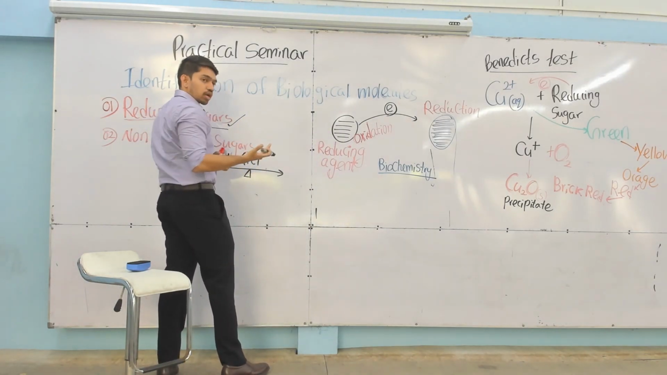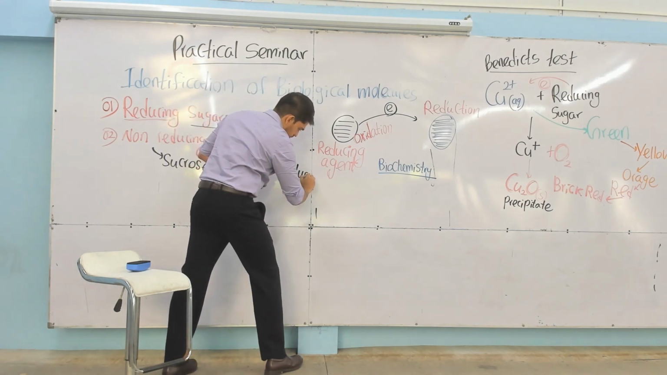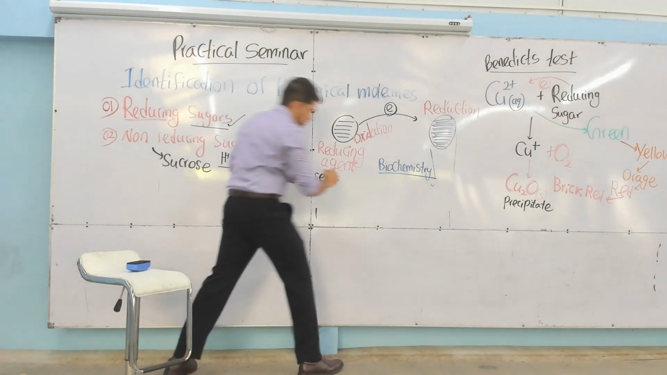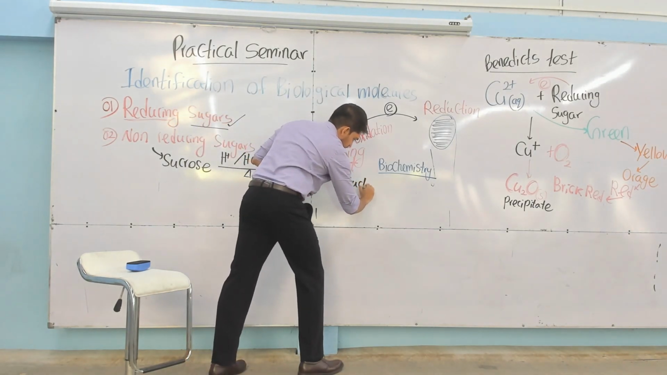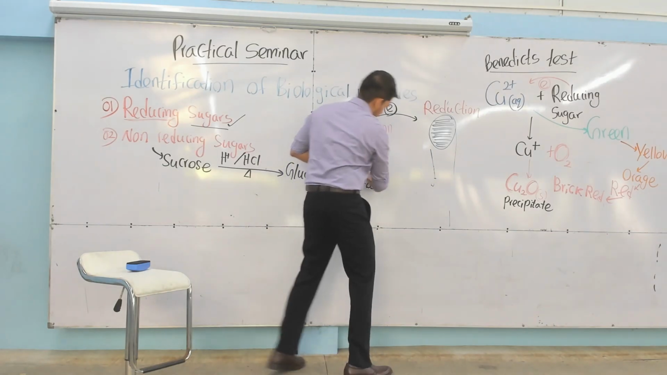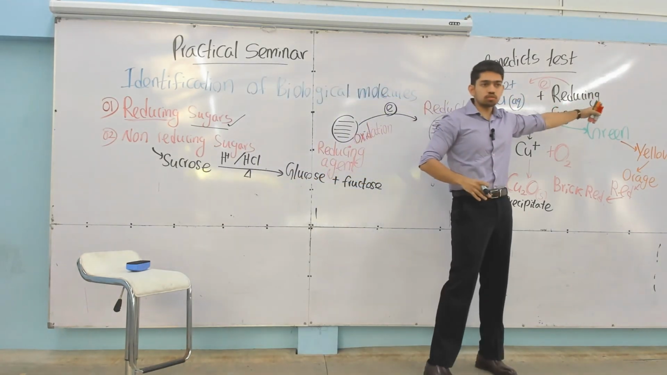So when you do this, what are you going to get? What are the monosaccharides of sucrose? Glucose and fructose. You are going to get glucose and fructose. Glucose and fructose are both reducing sugars.